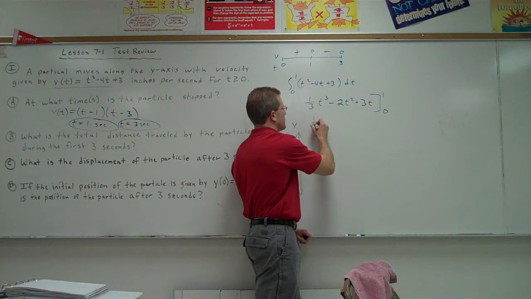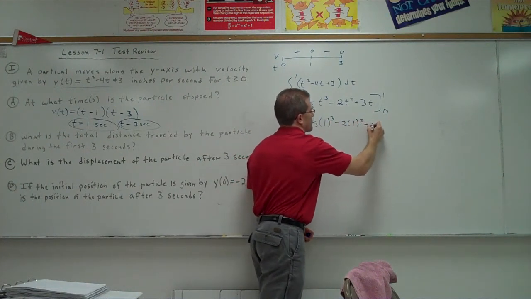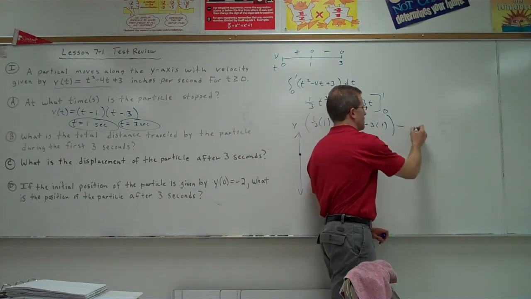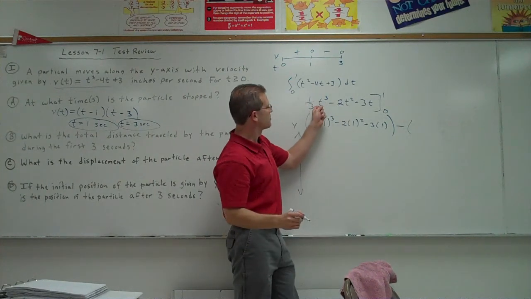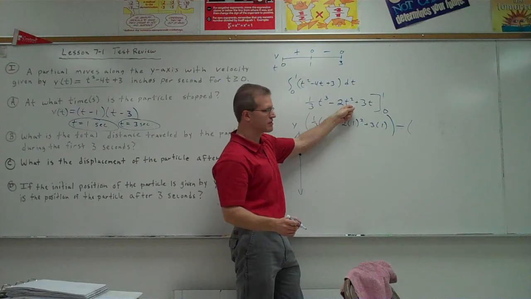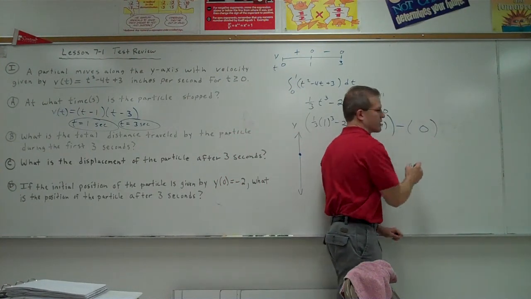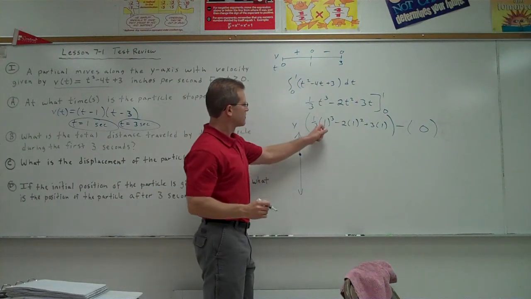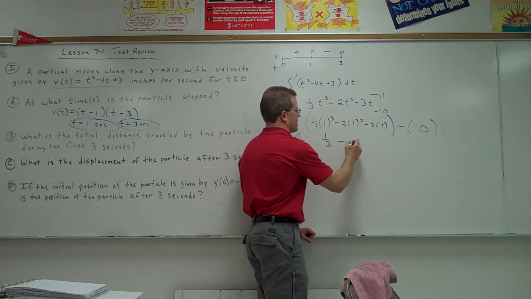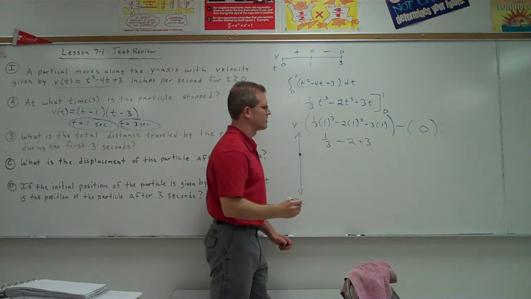Plug in 1 here. 1/3 times 1 cubed minus 2 times 1 squared plus 3 times 1. Figure out that answer. Then plug in 0. So 1/3 times 0 cubed, which would be 0, minus 2 times 0 squared, that would be 0, plus 3 times 0, that would be 0. So this is going to come out to 0 when you plug in a 0. So this would be 1 times 1/3, this would be 1/3 minus 2 plus 3.